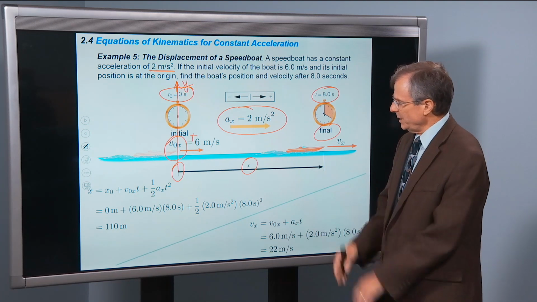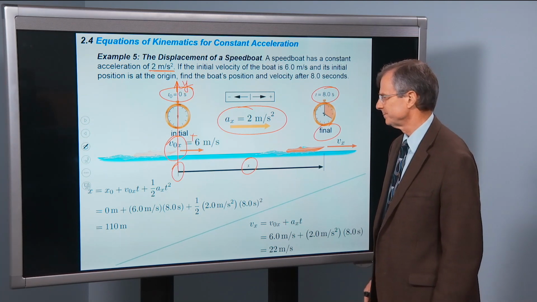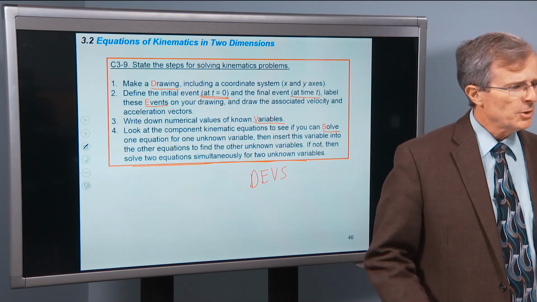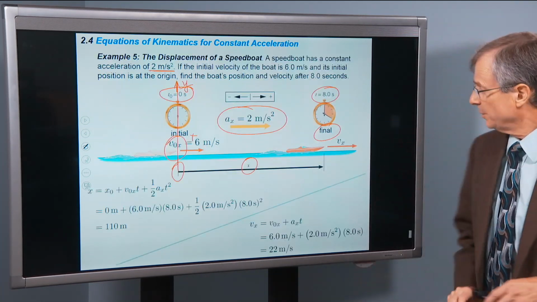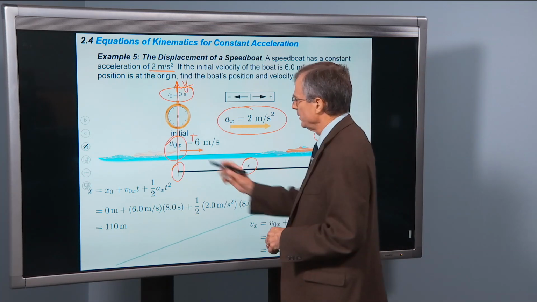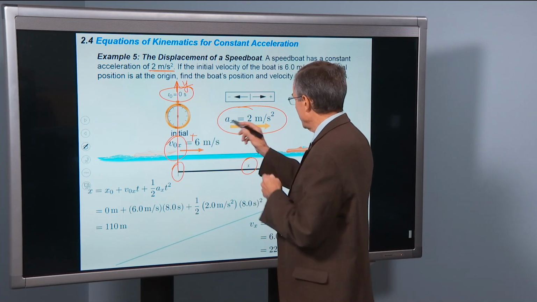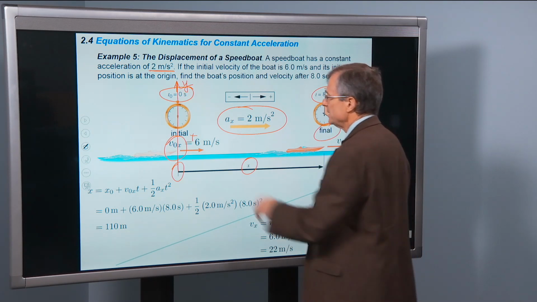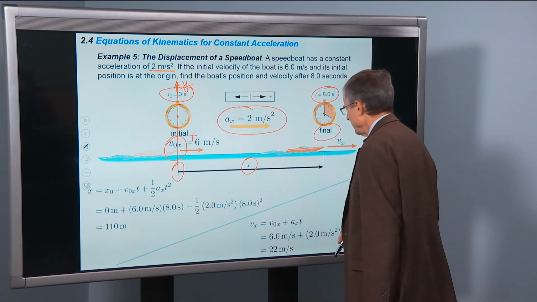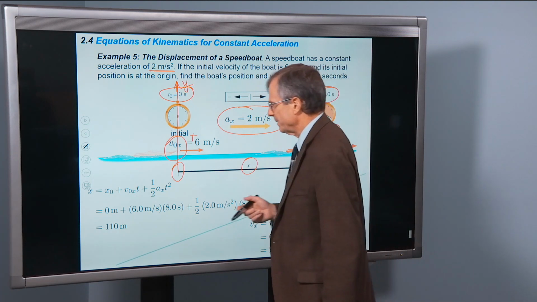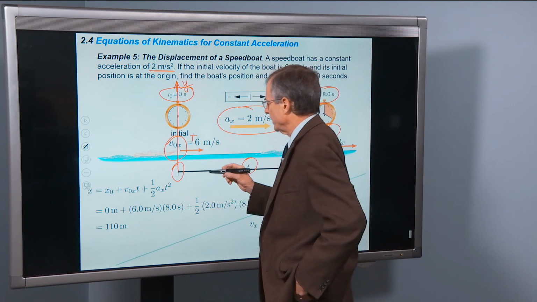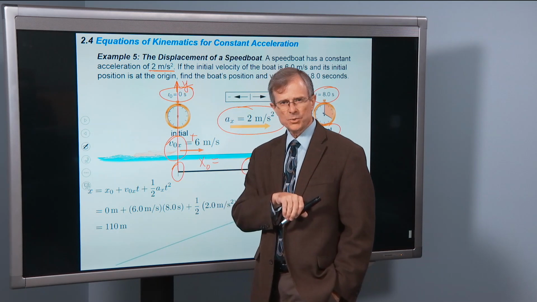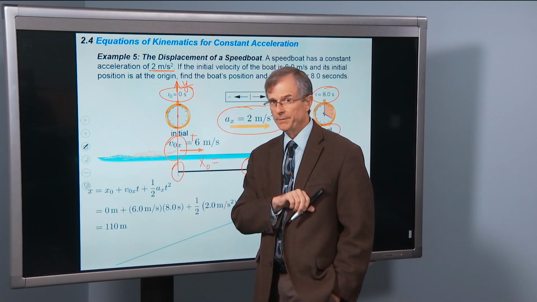So DEV, variables. In this, we write down numerical values of the known variables. We've actually got them written down. V naught x is 6 meters per second. a_x is 2 meters per second squared. t is 8 seconds. t naught is 0 seconds. So let's start plugging these values in. x naught, we haven't written down. That's the initial value of x.